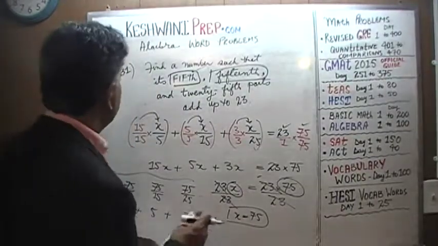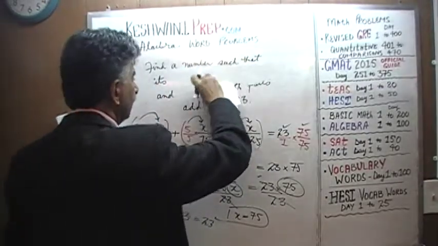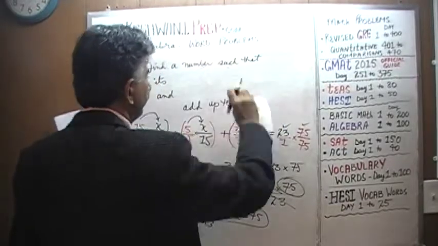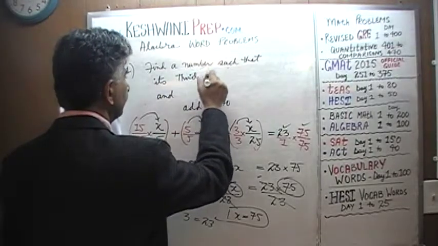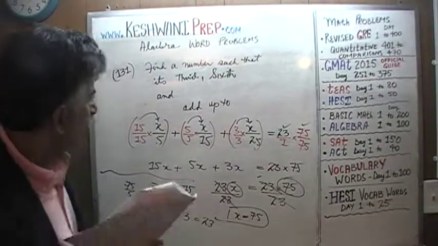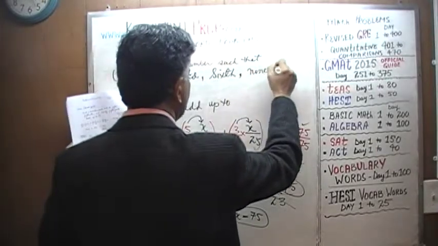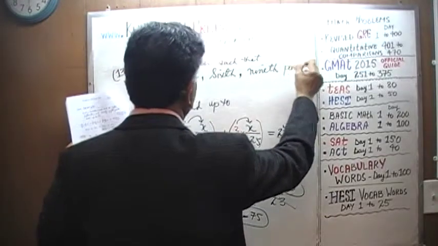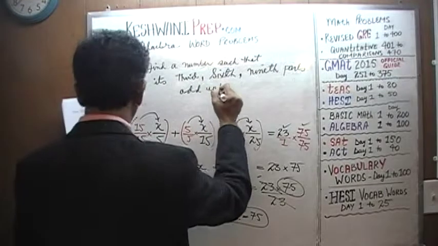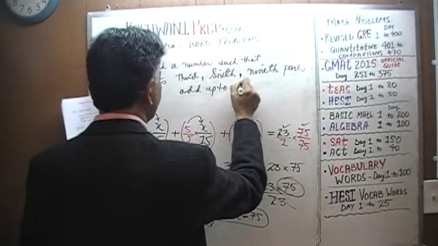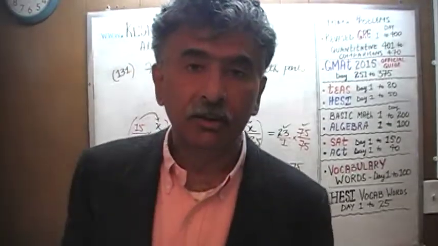Here's the next one. Find a number such that its third, the sixth, the third, the sixth, and the ninth parts add up to 55. So same exact logic, same exact rationale, same exact methodology.